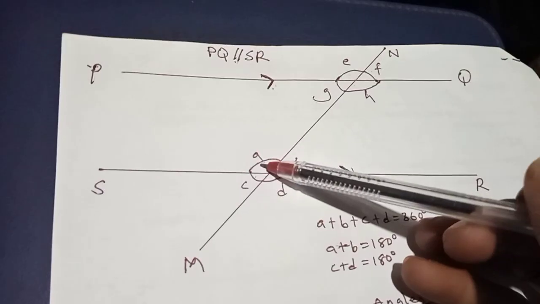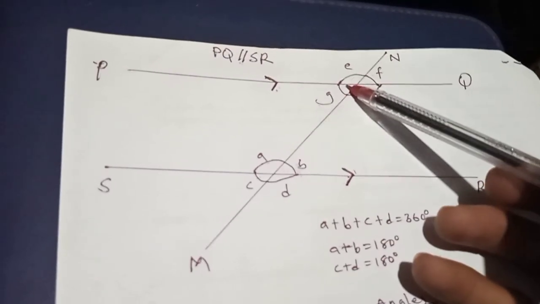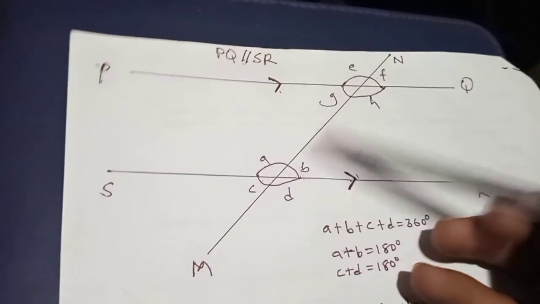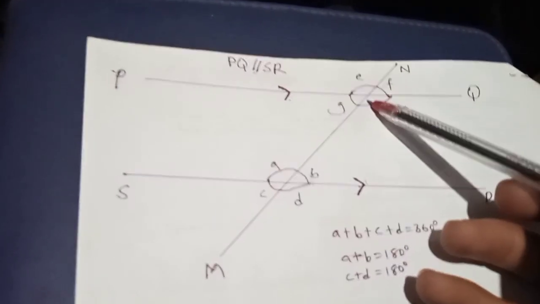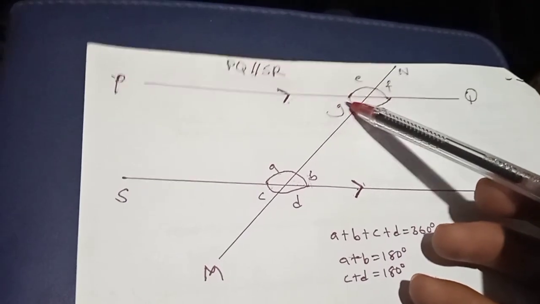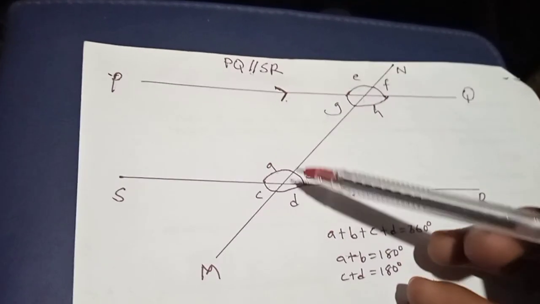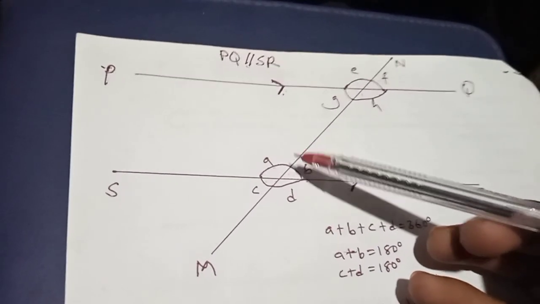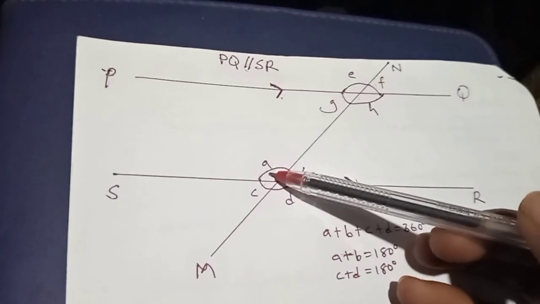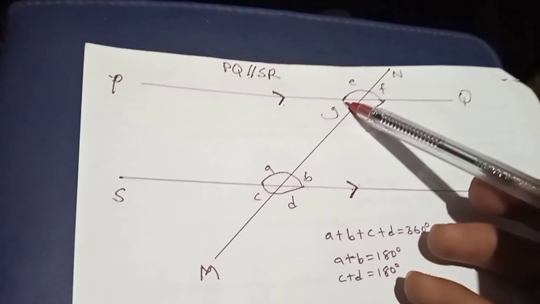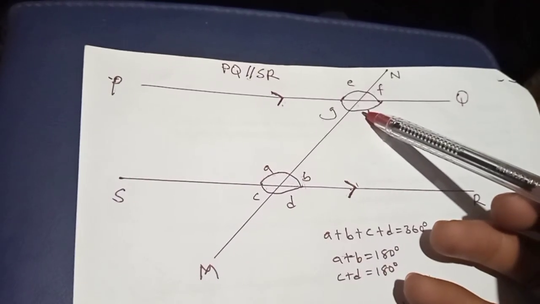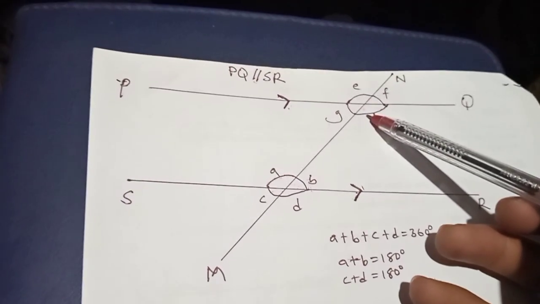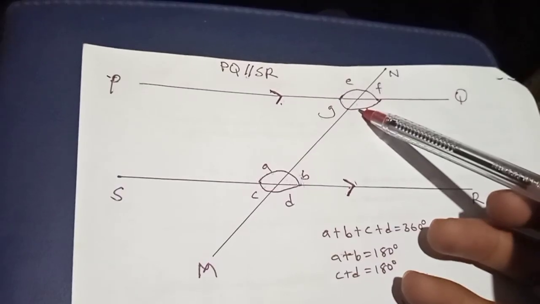Then the next one, we call it co-interior angles. The angle here and the angle here, they are co-interior angles. The angle here and the angle here, these two angles are co-interior. This and this, interior, inside. This and this, they are also co-interior. And co-interior angles sum up to 180 degrees. It means that A plus G will give you 180 degrees. Then B plus H will also give you 180 degrees. Co-interior angles, when you sum them up, they will give you 180 degrees.